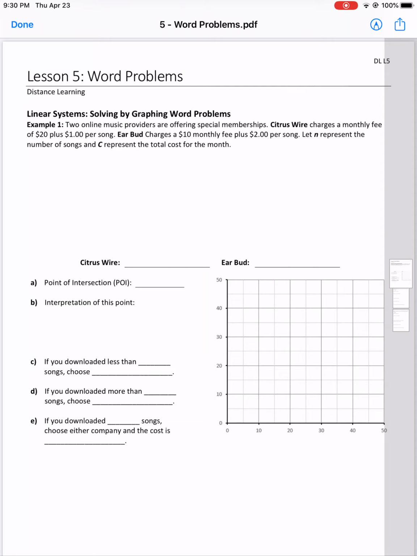This is going to be continuing from what we did on lessons 3 and 4. It is just dealing with word problems, okay? So we've already dealt with word problems for linear systems. Now it's the same idea, we're just comparing two things now, okay? So essentially you have two things to graph.